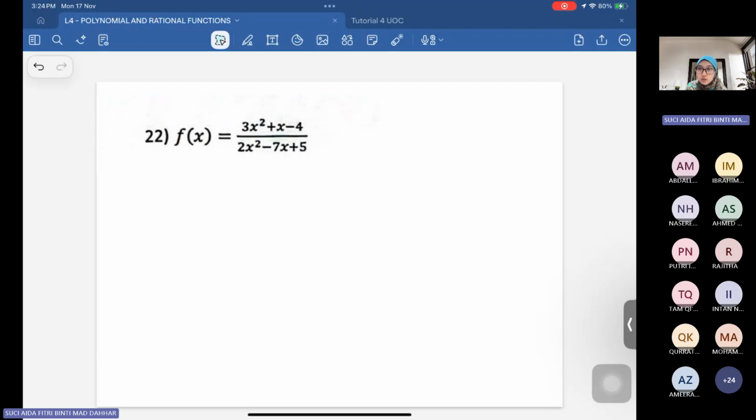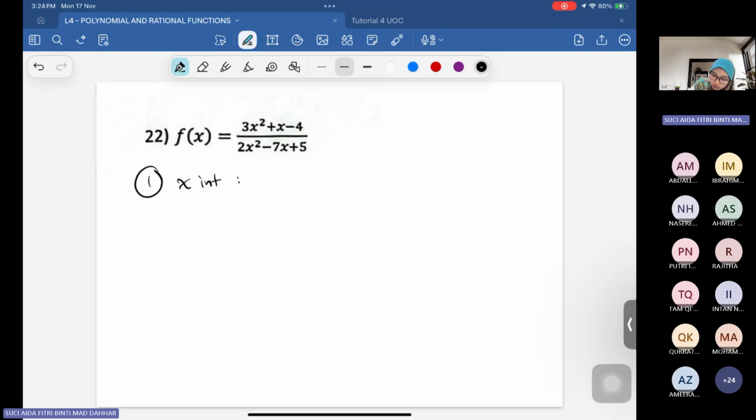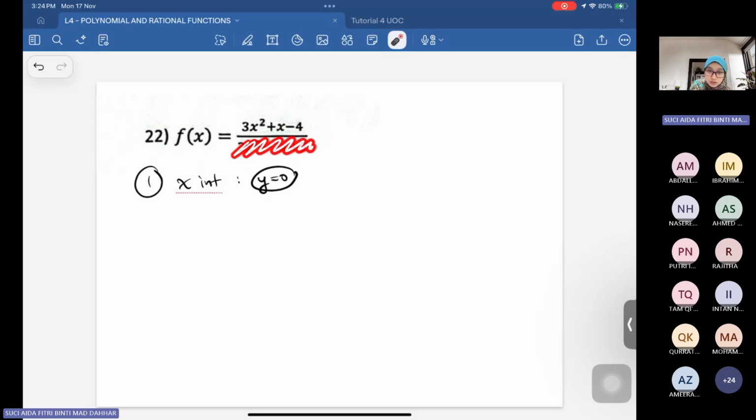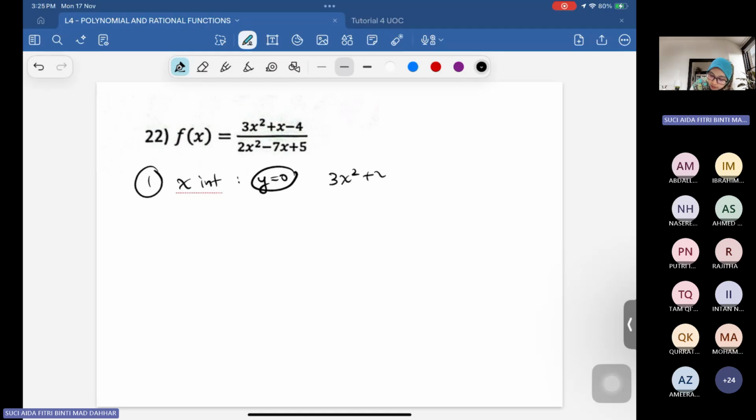Okay, 22. Okay, again, the same 5 steps. Step number 1, get the x-intercept. How? By taking y equals to 0. So remember, the bottom will be eliminated once you put it to the other side. So I just focus on 3x squared plus x minus 4 equals to 0. Can this be factorized? 3x and x, 4 and 1. That can give us positive 1. So that's going to be plus minus, correct?